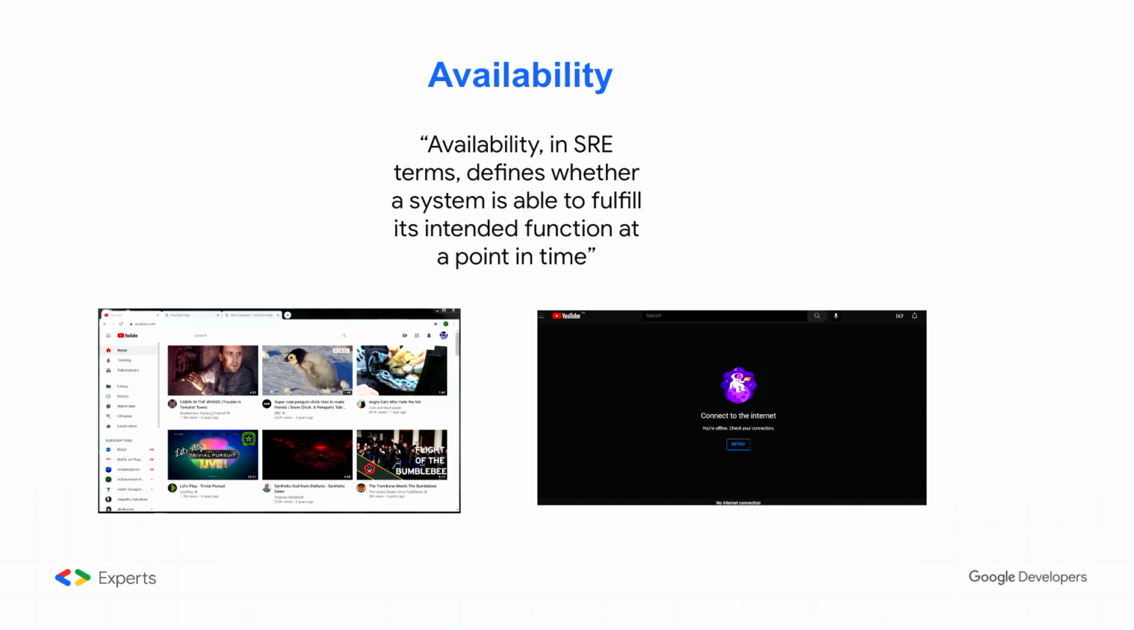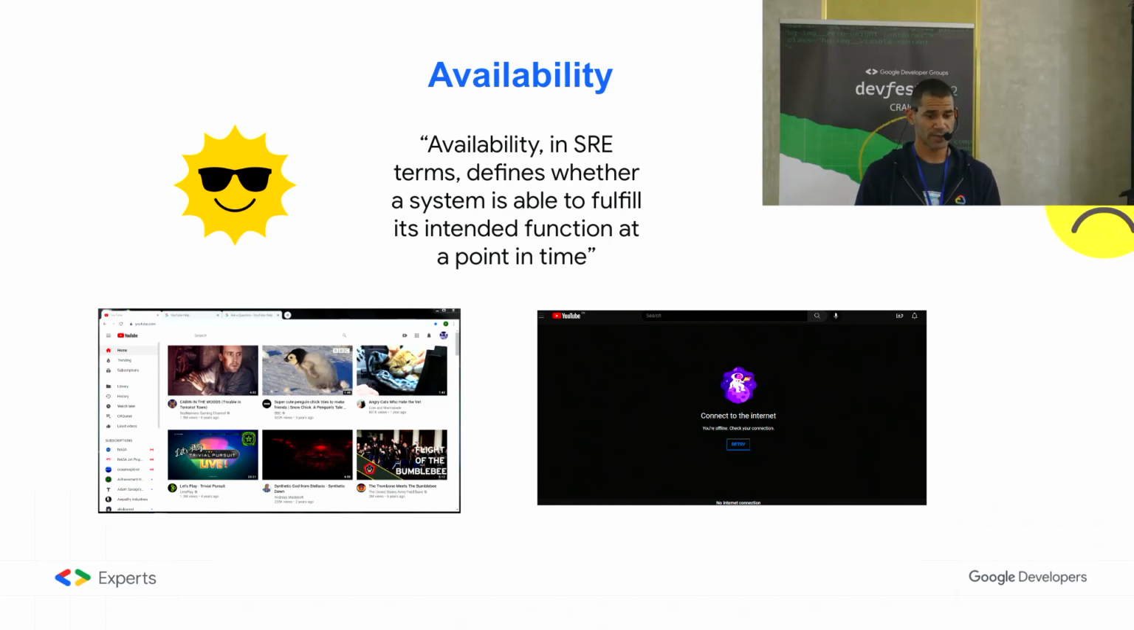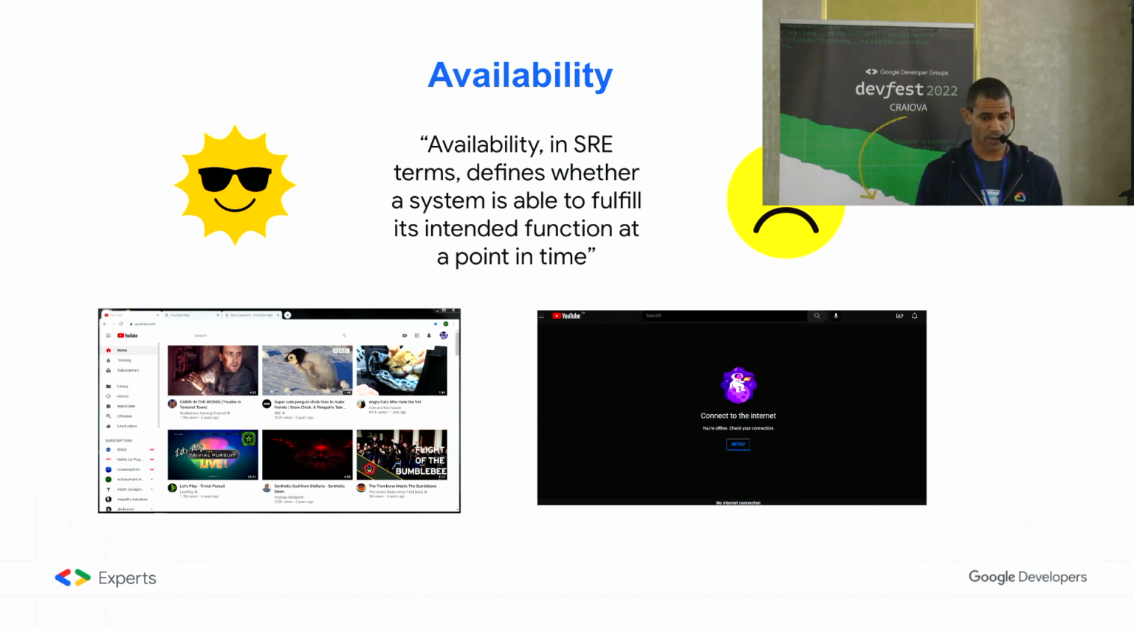When we talk about reliability, we have to talk about availability. Availability in SRE terms defines whether a system is able to fulfill its intended function at a point in time. Think about common applications or services that you use. If the service is up, you're happy. If the service is down, you're unhappy. If your users use your application repeatedly and it's unavailable or unreliable, they're going to go to a competitor. So SRE will help with that.